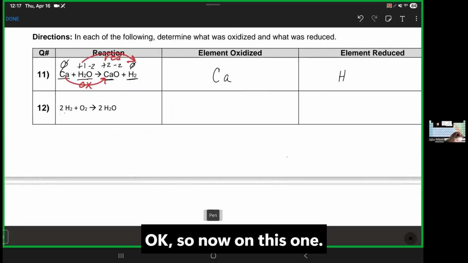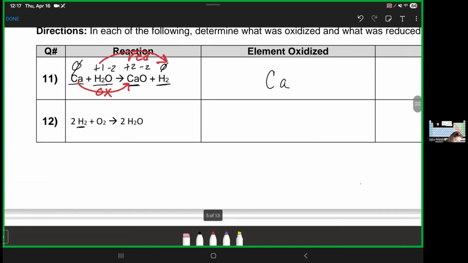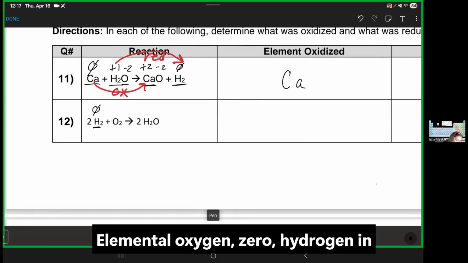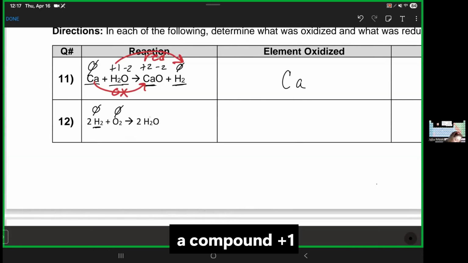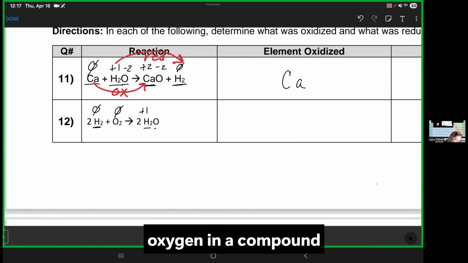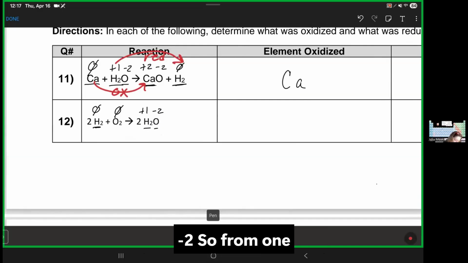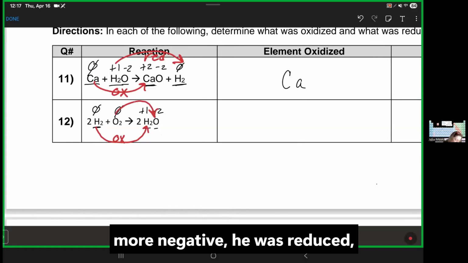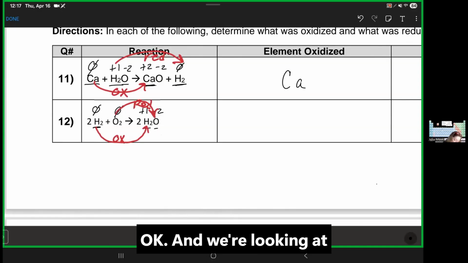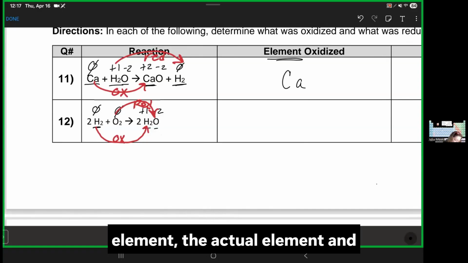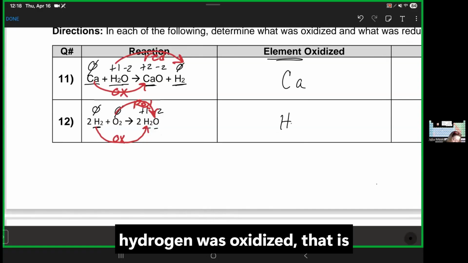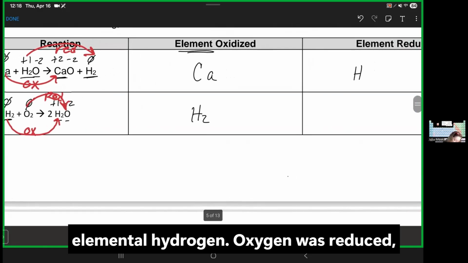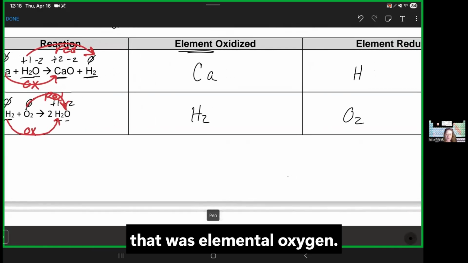Okay, so now on this one, elemental hydrogen, 0. Elemental oxygen, 0. Hydrogen in a compound, +1. Oxygen in a compound, -2. So from one side to the next, my hydrogen got more positive, so it was oxidized. My oxygen got more negative, so it was reduced. We're looking at the actual element, and hydrogen was oxidized. That is elemental hydrogen. Oxygen was reduced. That was elemental oxygen.